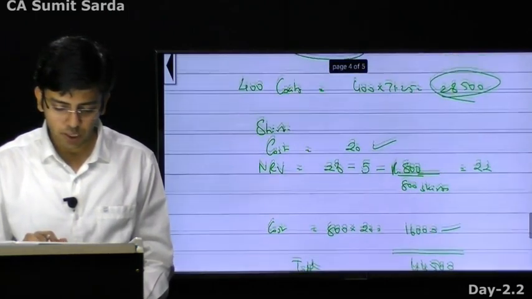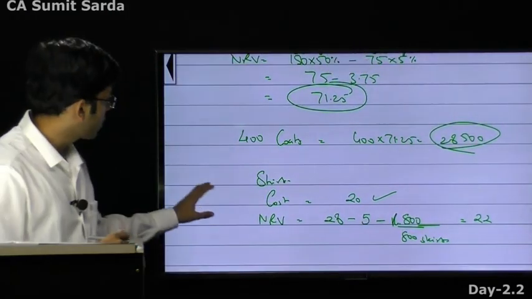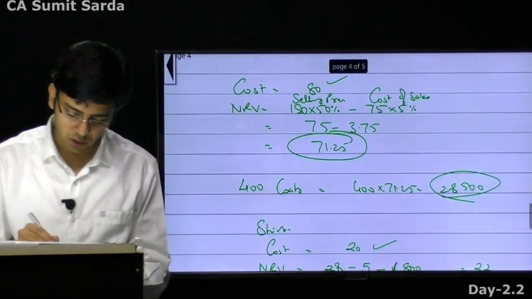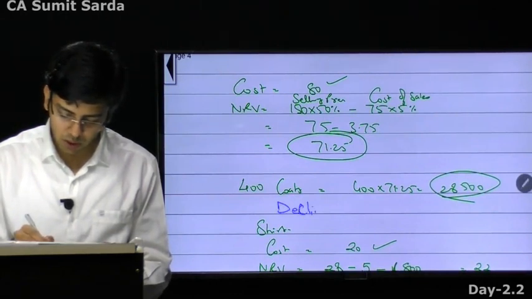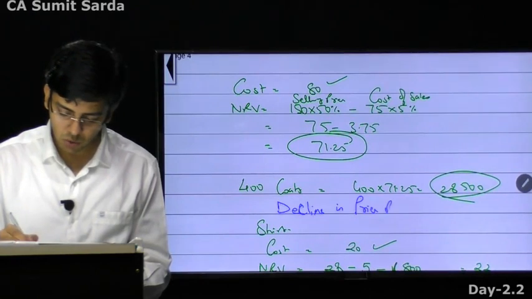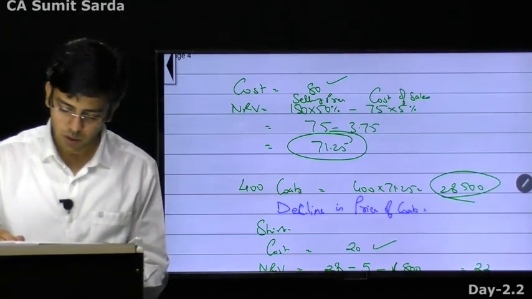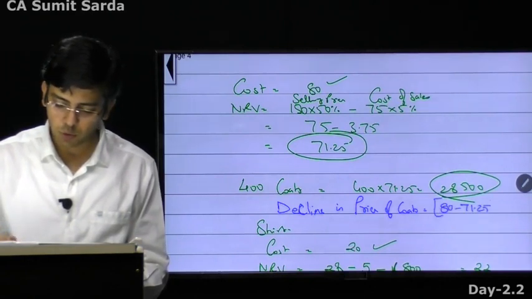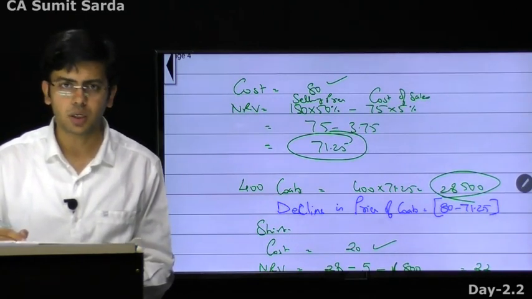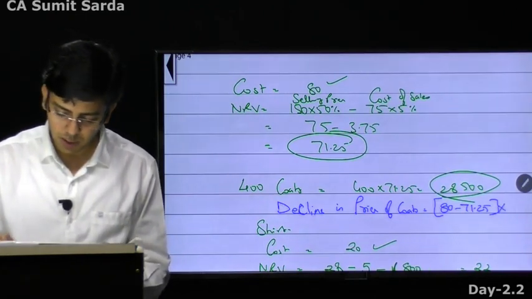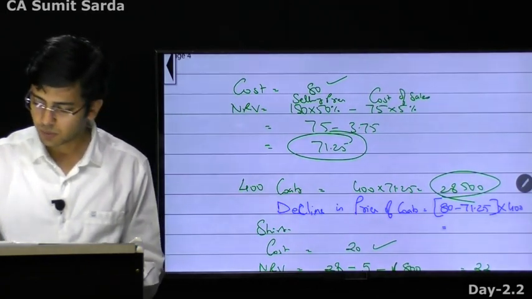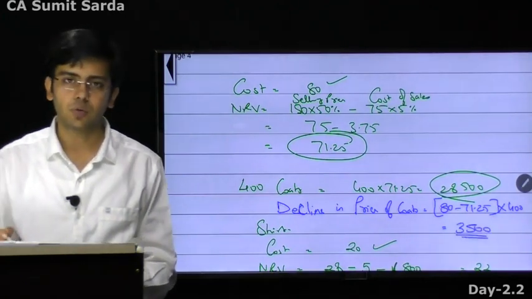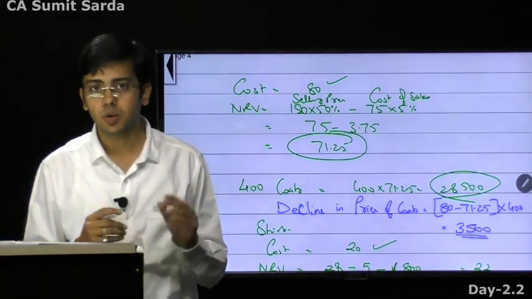My friend, there is one more option. The other option is, we know that the price of coats is in decline. The price of skirts is not in decline. So how much decline have the coats faced? I find out the decline in the price of coats. The coats were measured at 80 rupees, correct? We are now measuring them at 71.25, so there is a decline of 8.75, correct? We'll multiply that 8.75 with 400 coats, 3,500 is the decline in the value of inventory.